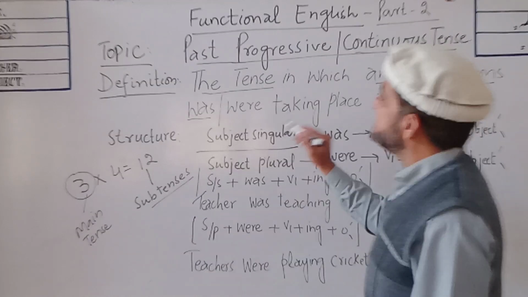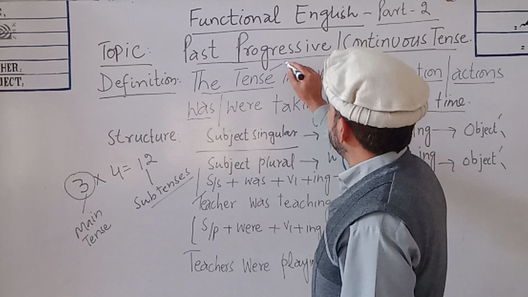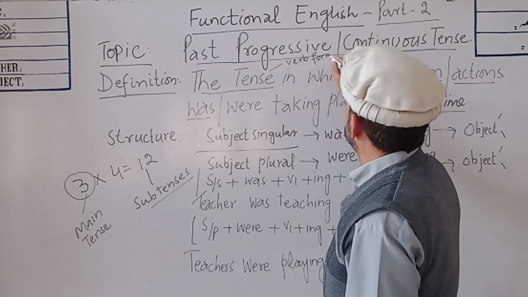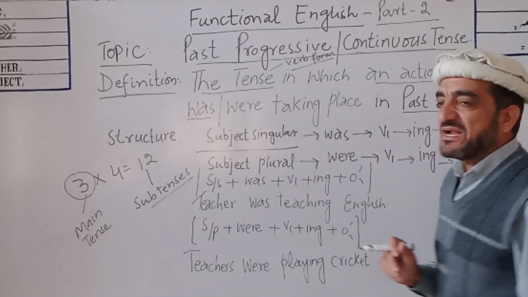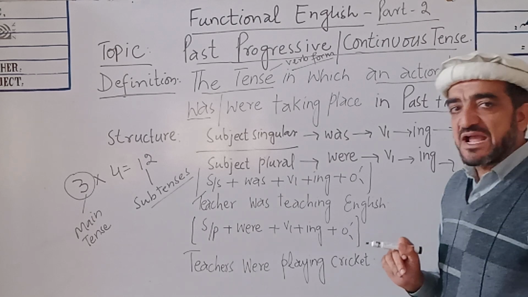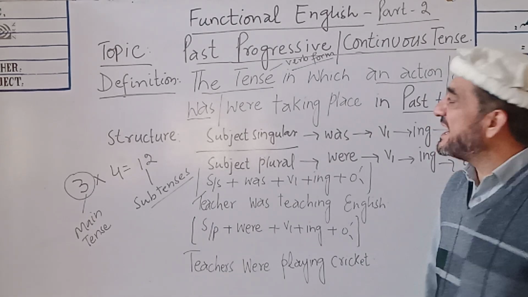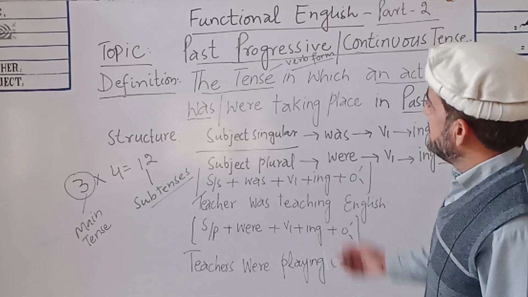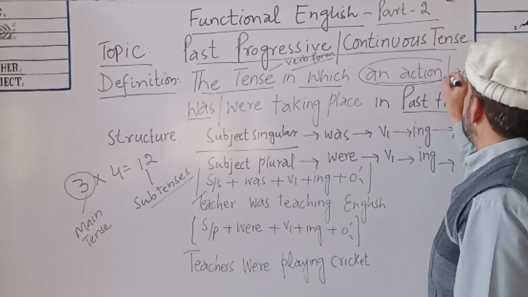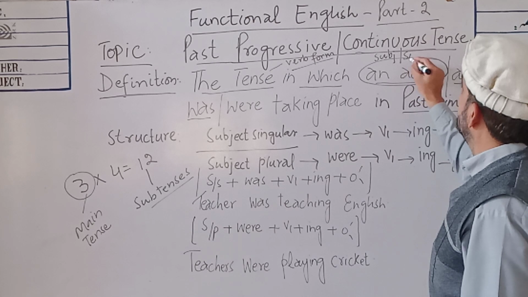Dear students, if we study the definition, we will come to know that tense is always dealing with verb forms, because we have already explained that tense is derived from the word tempus. Tempus means time of an action, and action is always represented by verb. So, in which an action means when the subject is singular.